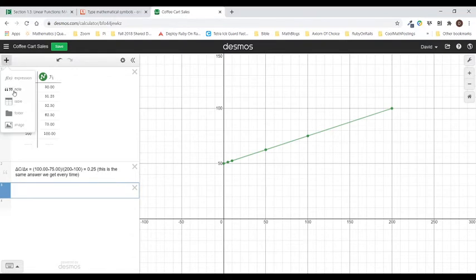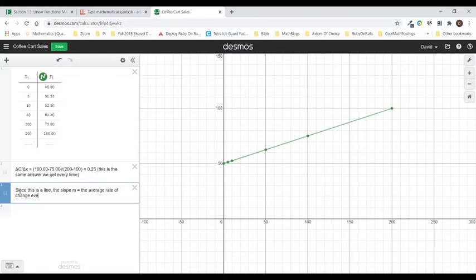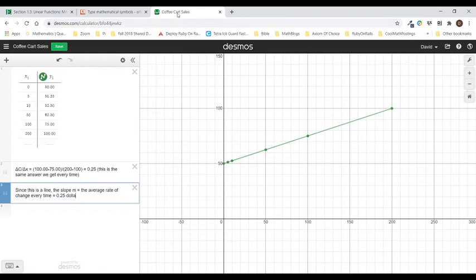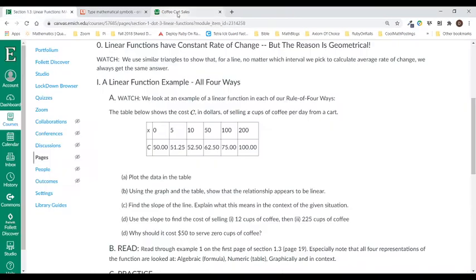So what I'm going to do is just make sure I'm writing this as a note. Since this is a line, the slope, m, is equal to the average rate of change every time. We showed that actually in our opening video. In that case, it actually is 0.25. And why don't we actually put some units in here? The units should be in dollars per cup. Dollars per cup. Okay, dollars per cup. I guess I like 25 cents per cup better, but hey, I use their units. All right, let's go back.